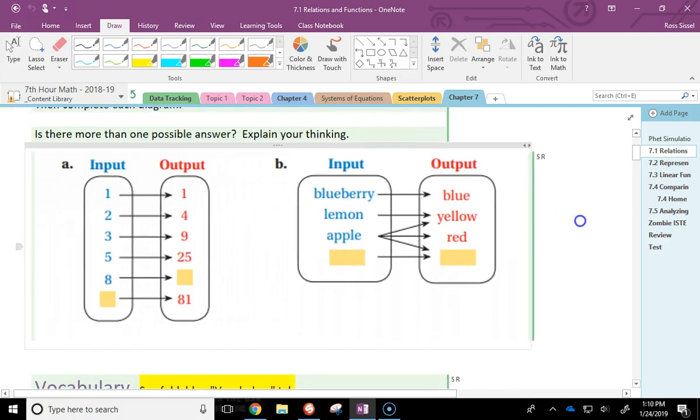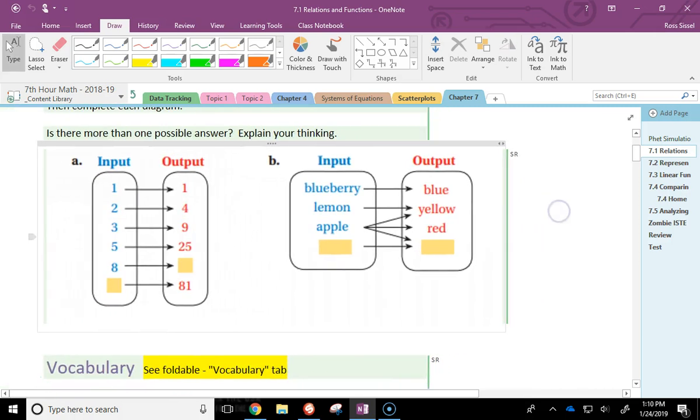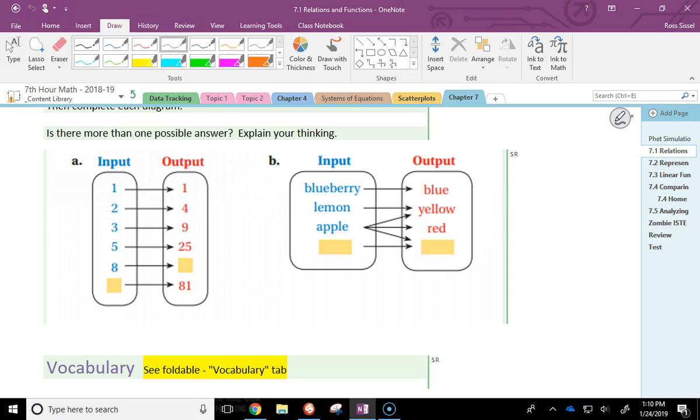So when I look at A, I put in 1 and 1 comes out. I put in 2 and 4 comes out. I put in 3, 9 comes out. I put in 5, 25 comes out. What could be happening here? What is the relationship between input and output? You multiply the input by itself. Yes, we're multiplying the input by itself.